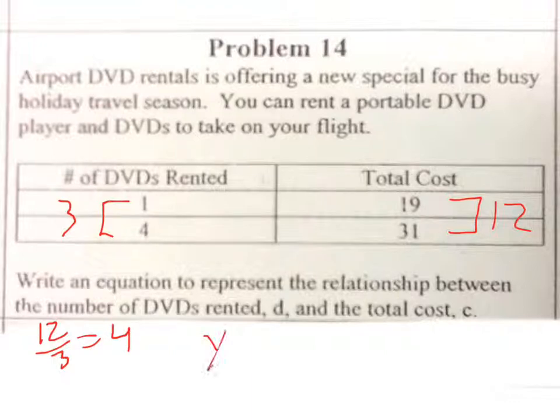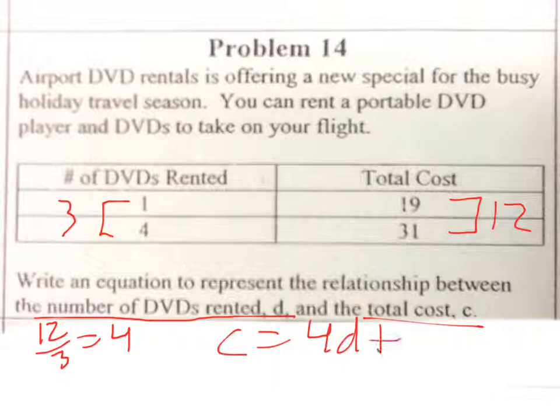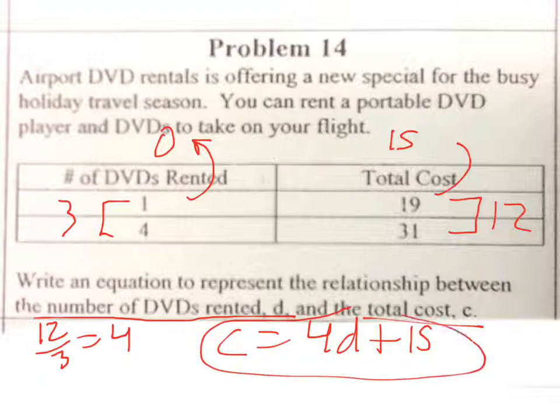And so your equation is starting to look like 4 times D. Oh, it's not Y. I'm not going to use Y. I'm going to use C because that's the total cost. C is the total cost. Number of DVDs rented is D. C is going to equal 4 times D. You have to add your base amount. Well, first, you need to go down a DVD because your base amount is how much after 0 DVDs. Well, each DVD is $4, so go down 4. It gives you 15. So this base cost is going to be 15 right there.